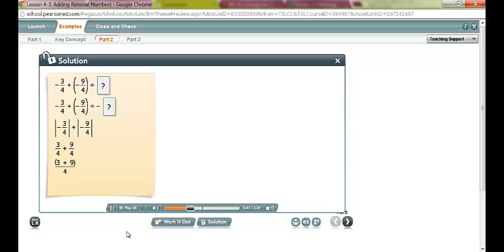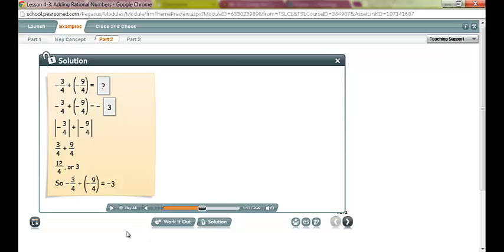3/4 plus 9/4 equals the quantity 3 plus 9 divided by 4. This equals 12/4, or 3. Adding the absolute values gives a result of 3. So negative 3/4 plus negative 9/4 equals negative 3.